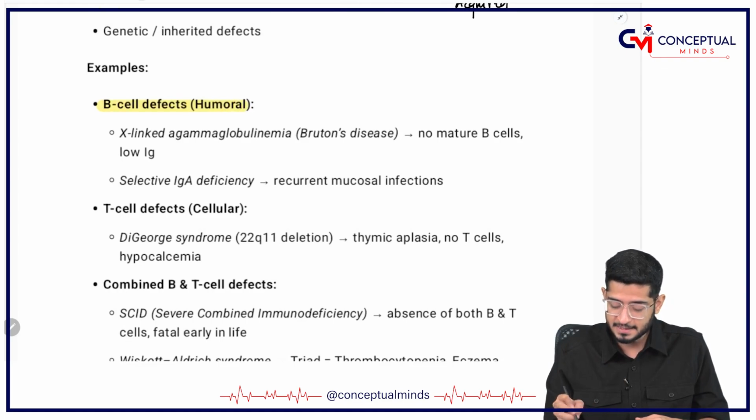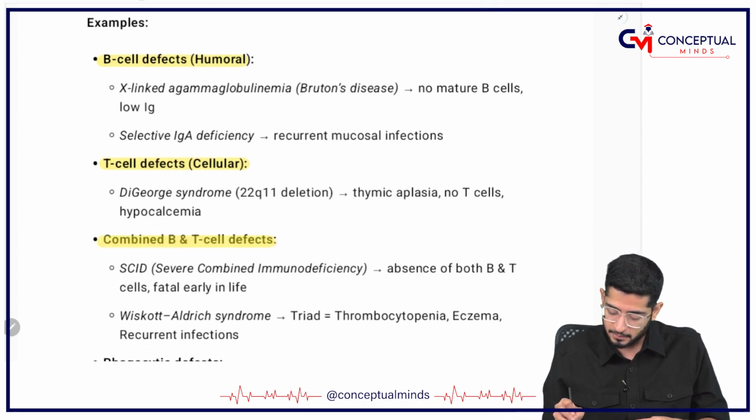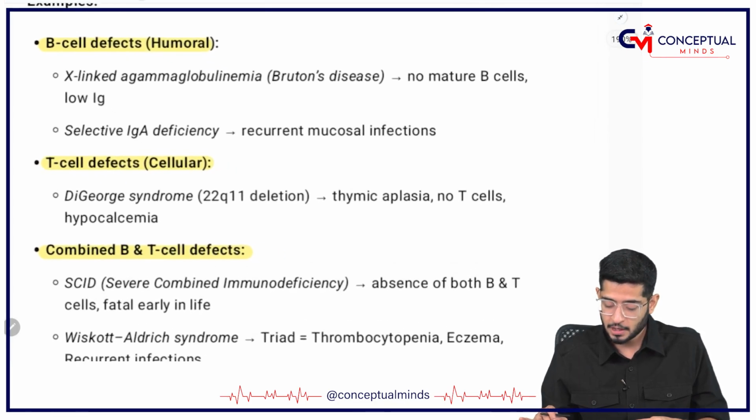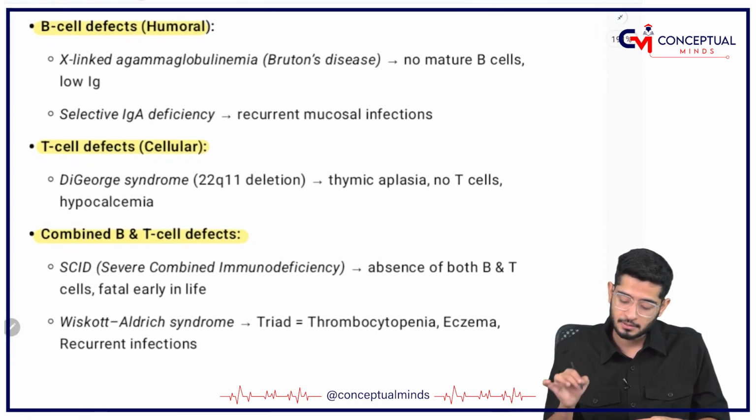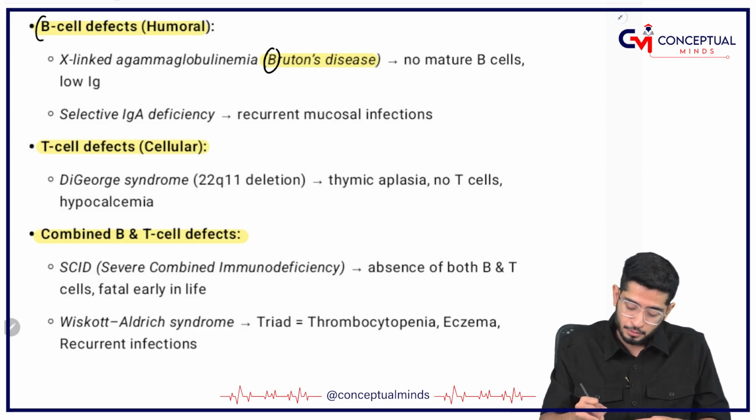For example, B cell defect, of course, that's called humoral defect. Then we'll have T cell defect, of course, it's called cellular defect. And then we'll discuss the combined cell defects also. So if I talk about the B cell defect, the best example is Bruton's disease. Now B for B, okay? So B for B means Bruton's disease.